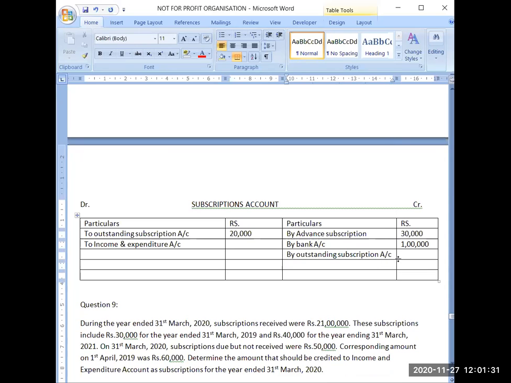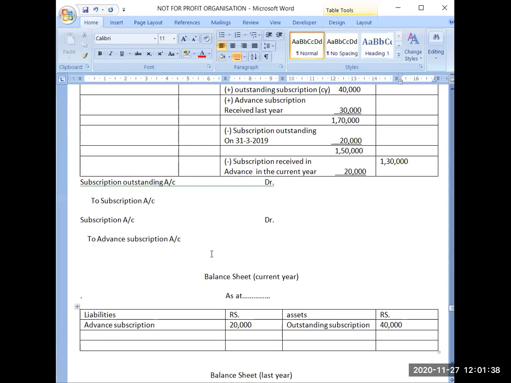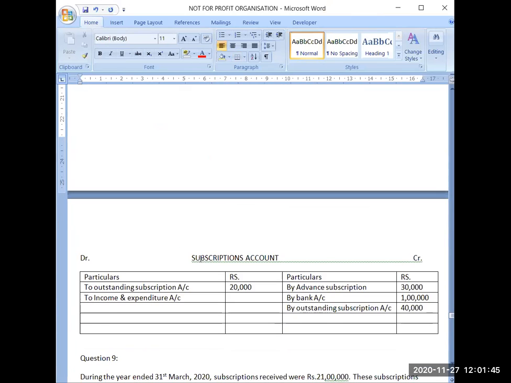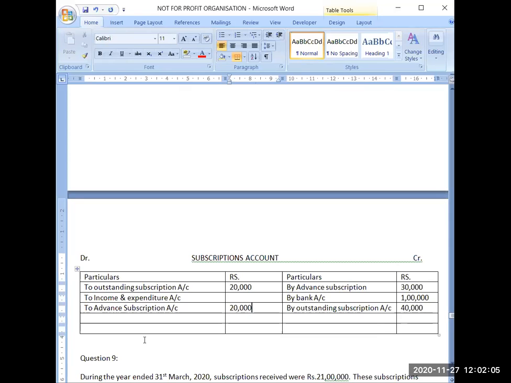This is for current year, and the current year amount is 40,000. Then next entry for the advance subscription, we would be doing the same entry, subscription account debit to advance subscription account. So we will write it here, to advance subscription account, and the amount will be 20,000 received as advance.